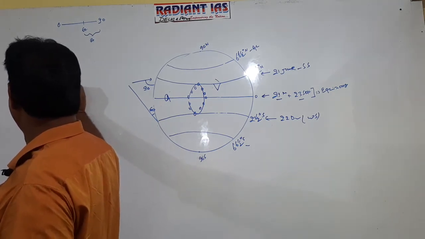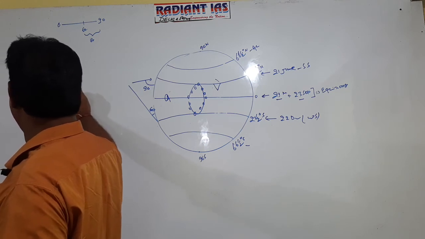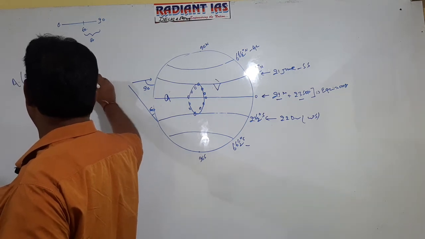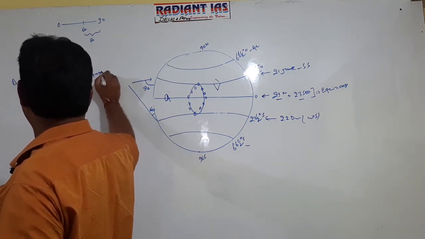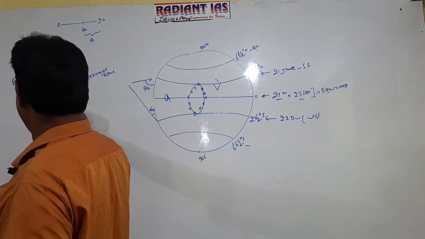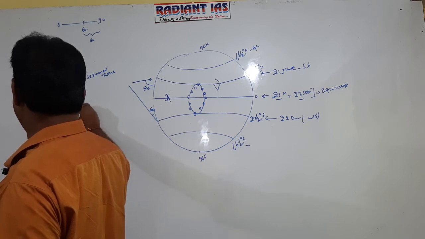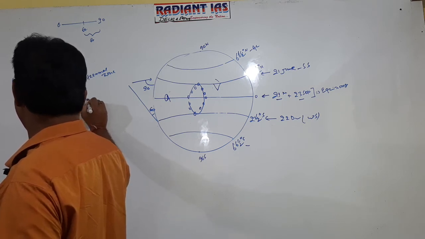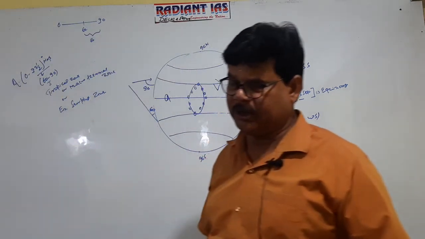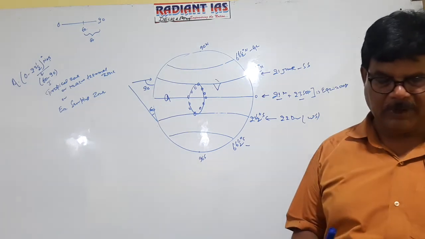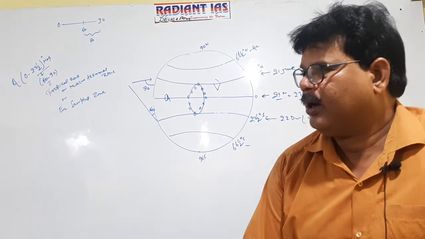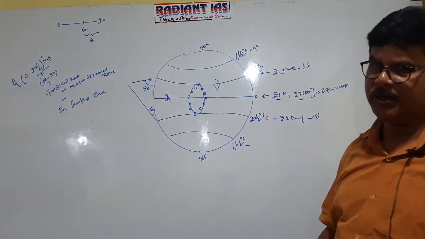Tropical zone or macrothermal zone or energy surplus zone. Okay, right, 0 to 23 and a half degrees latitude, north and south, is referred to as the tropical zone or macrothermal zone or energy surplus zone.